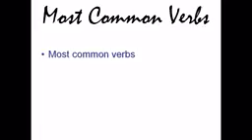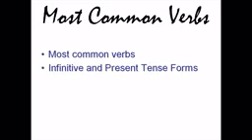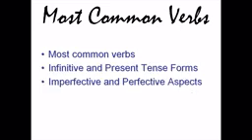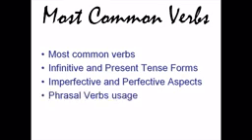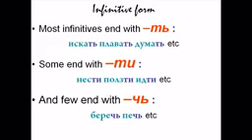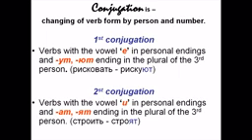Welcome to another lesson. We'll cover most common Russian verbs, and we'll also learn about the infinitive and present tense forms, imperfective and perfective aspects. Most infinitives in Russian have т as their ending, искать, думать, and some end with ти, нести, ползти, идти, and others, and very few end with чь, беречь, печь, стеречь, and others.